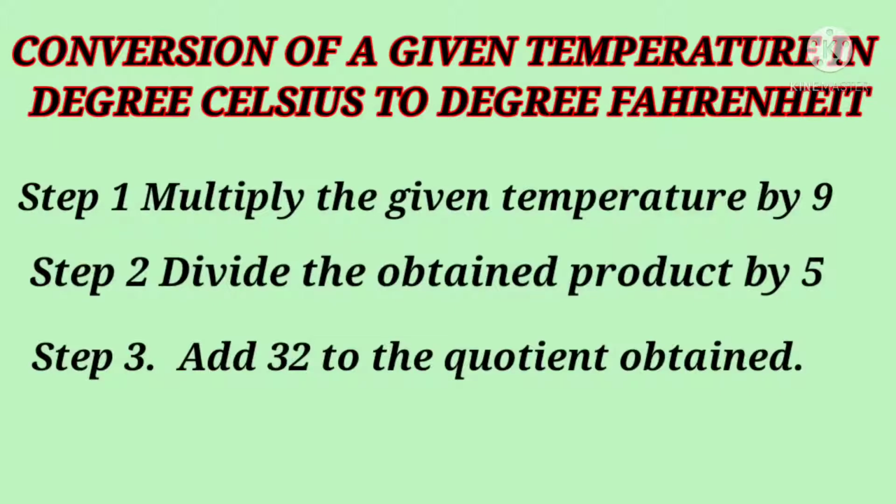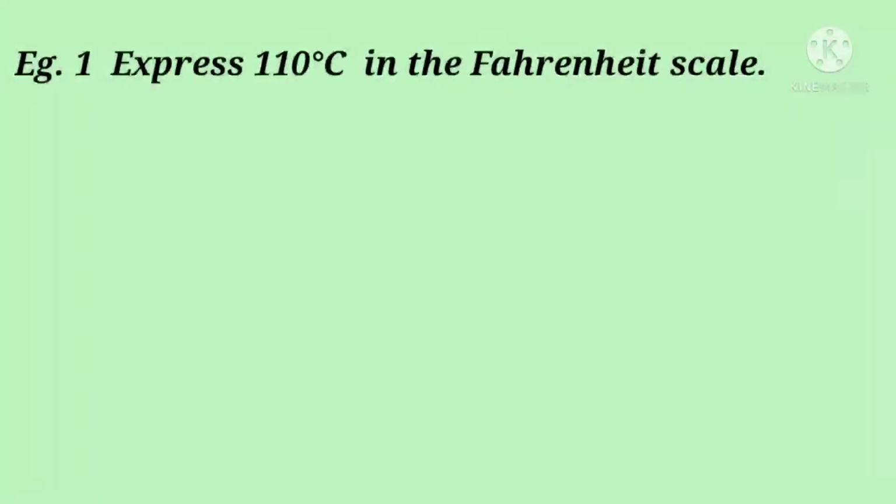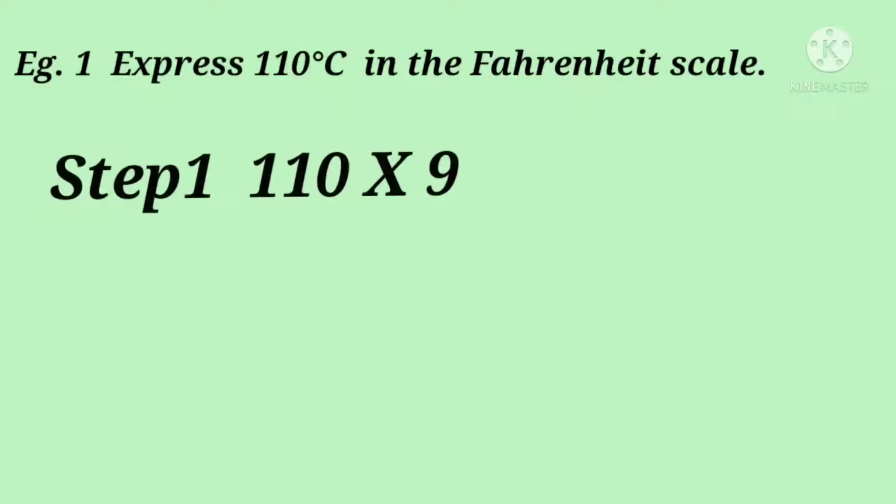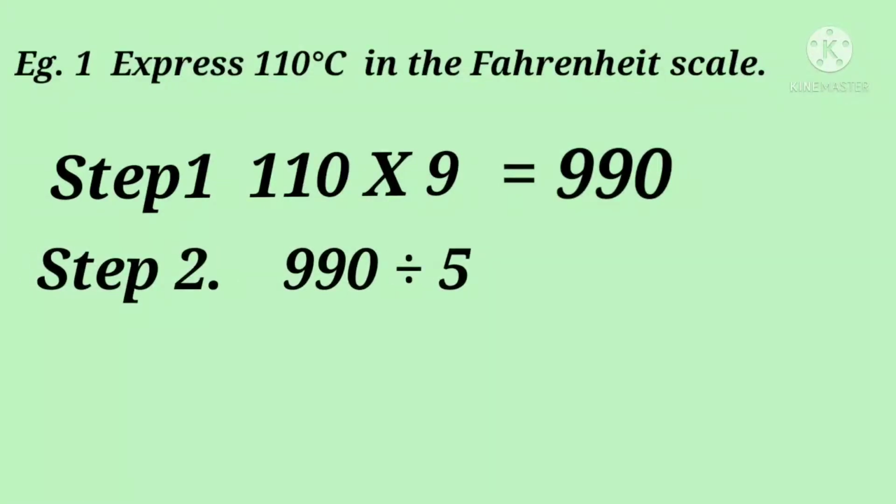Let's understand it with an example. Express 110 degrees Celsius in the Fahrenheit scale. So to solve this problem, we will follow the 3 steps. The first step, we will multiply 110 by 9. We get 990. Second step, we will divide this product 990 by 5.